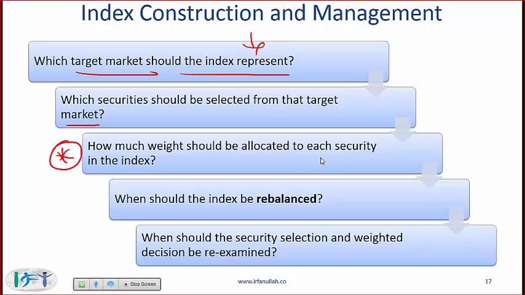And I think this is the most testable aspect of the reading, because your weighting can be based on price, it can be based on market capitalization, or it could be equal weighted, and we'll talk about that. When should the index be rebalanced? And we'll talk about this also. When should the security selection and weighting decision be re-examined? So in many indices, this is re-examined every 6 months.